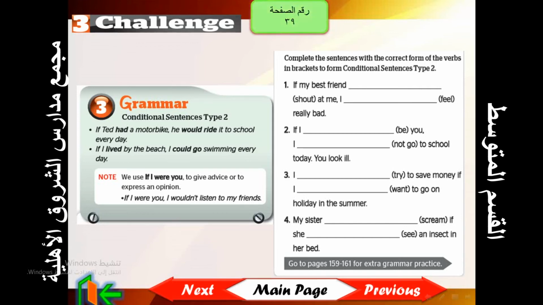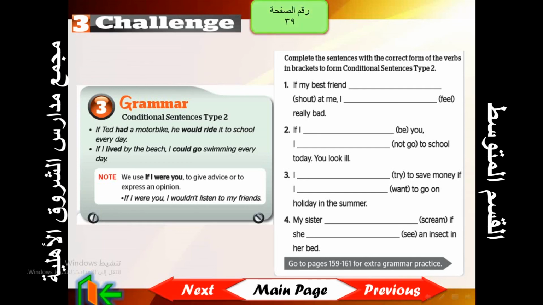Number 3, I try to save money if I wanted to go on holiday. I would try. Here, as we see, if is in the middle of the sentence, followed by past simple, and in the first part we use would plus verb 1. I would try to save money if I wanted to go on holiday in the summer.